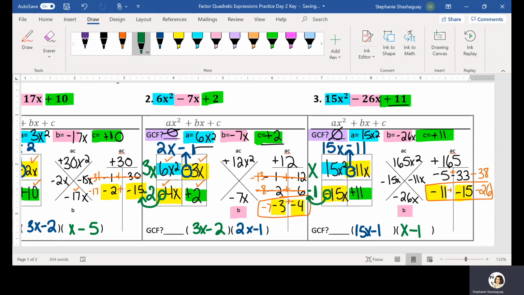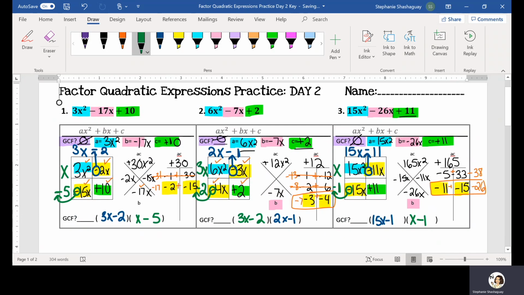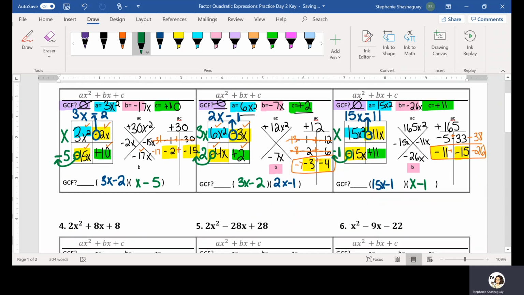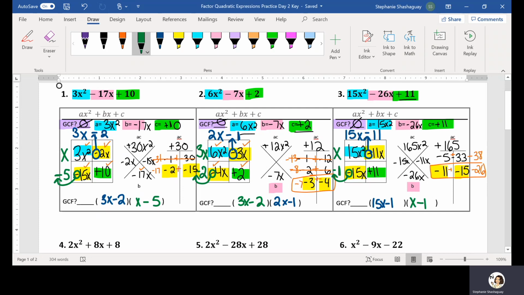All right, those are questions 1 through 3 on your factor quadratic expression practice day 2. Now work on 4, 5, and 6 on your own, and then come back and check the video to see if you have them correct.